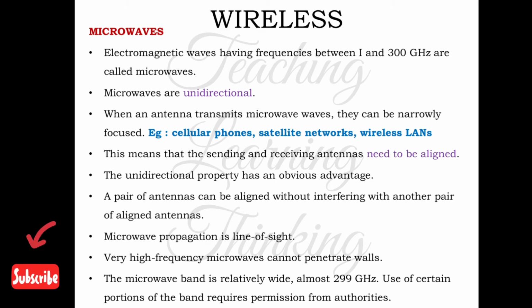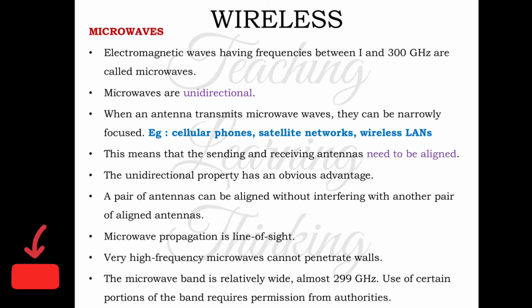The unidirectional property has an obvious advantage: a pair of antennas can be aligned without interfering with another pair of aligned antennas. Microwave propagation is line of sight, while in radio waves it is sky wave propagation. Very high frequency microwaves cannot penetrate walls, but radio waves can penetrate walls.